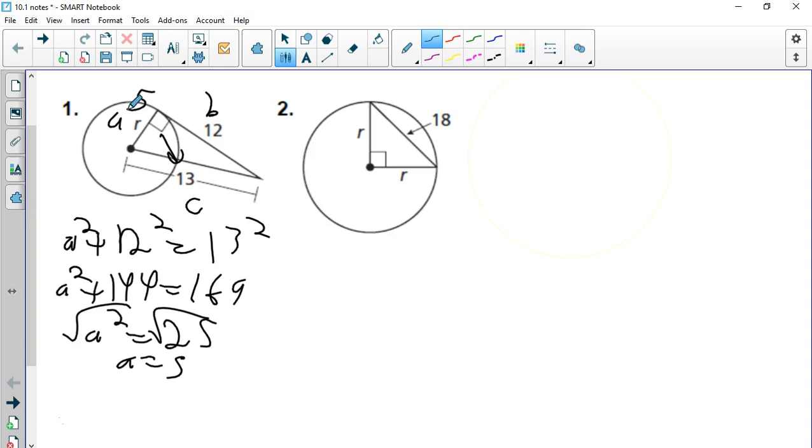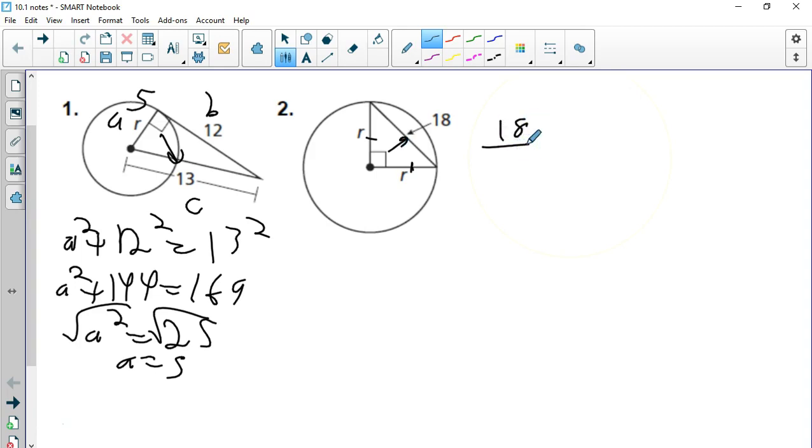All right, number two. Again, quick review. The legs of the triangle are the radius. So in other words, they're both equal, which means we have an isosceles right triangle. And since both legs are equal, and this is our hypotenuse, that means we have a 45, 45, 90. Okay? So if we have a 45, 45, 90, to go from the hypotenuse to the leg, we're going to divide because we're getting smaller.